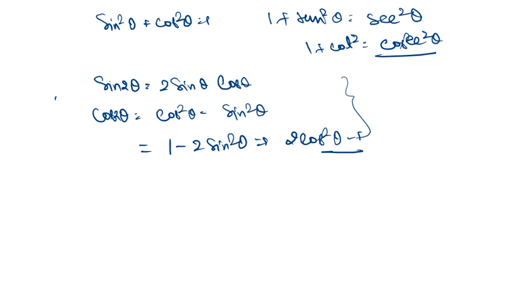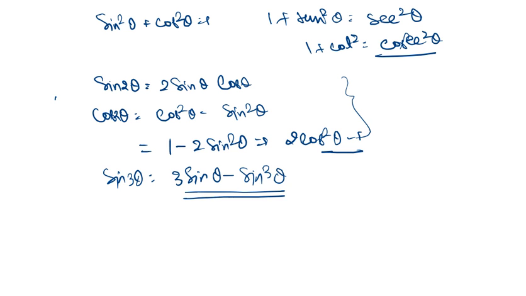Similarly it is available for sine 3 theta also. Sine 3 theta is nothing but 3 sine theta minus 4 sine cube theta. Like this, whenever 2 theta is there, it is coming as theta. If I am talking about sine theta, then keep in mind theta has been replaced by theta by 2. So you will write it as 2 sine theta by 2 into cos of theta by 2.